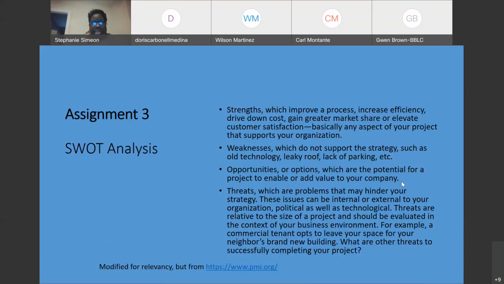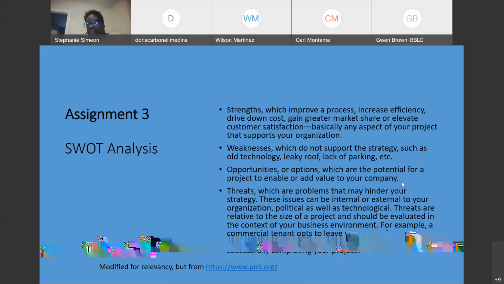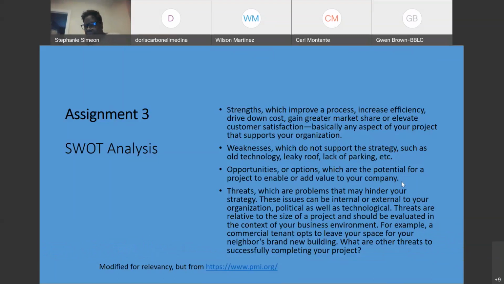So, does anybody have a SWOT analysis that they completed that they would like to share before we start today's session? Easter has a question about last session, which we'll get to in just a second. If that's okay, Easter, we'll go through this first.